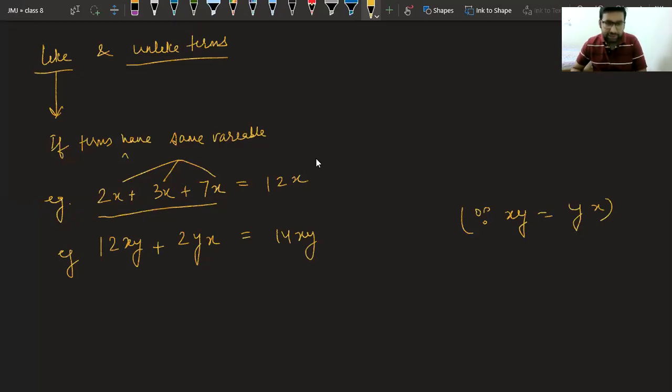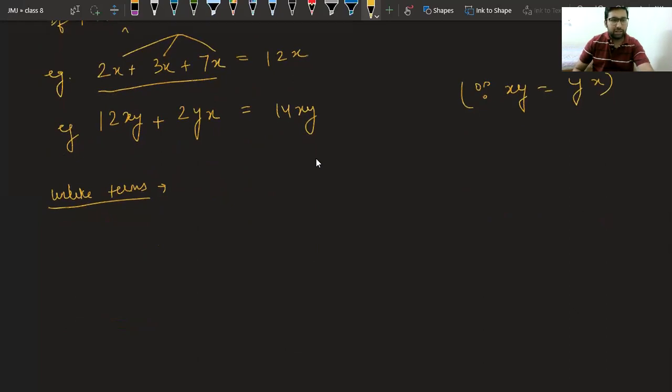Now, class, let's see the next one, unlike terms. When we have different variables, then they are unlike terms. Like I have 4x plus 3y. Can we add these two, class? Can we add 4x and 3y? No, because these are unlike terms. x is coming in one term, y is coming in the next term. They are unlike terms, they cannot be added. Okay, so I guess this part is also clear to you.